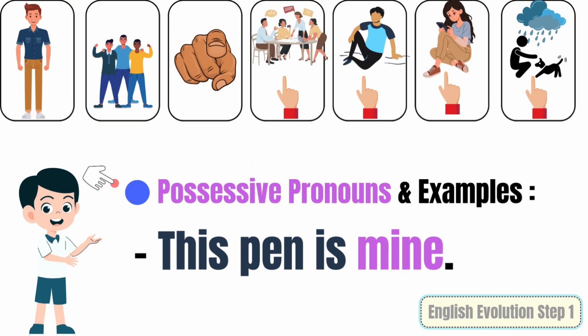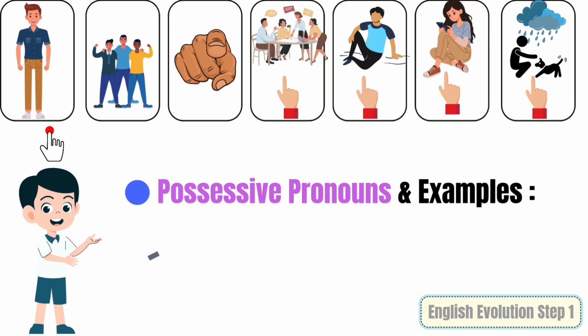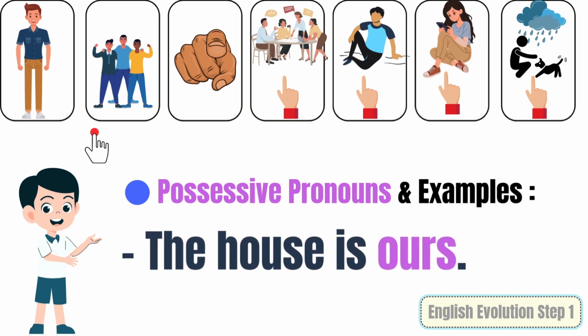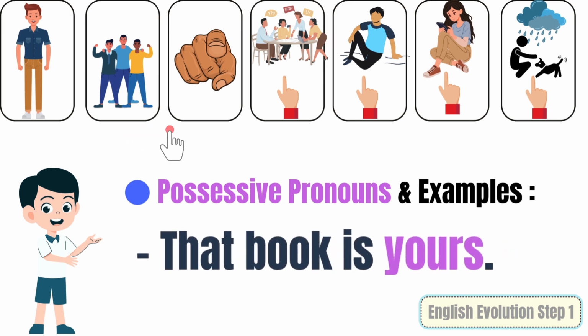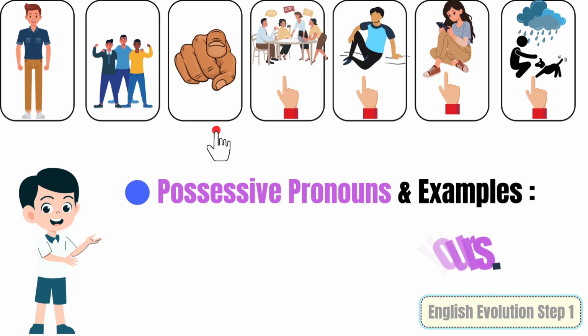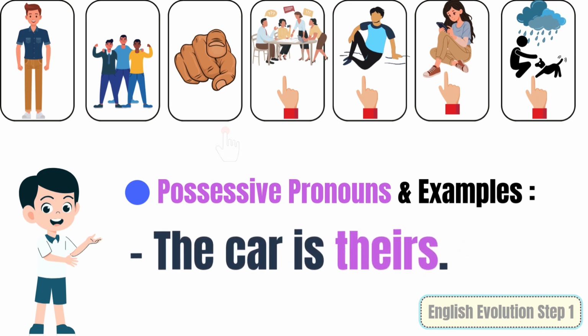Possessive pronouns examples. This pen is mine. The house is ours. That book is yours. The car is theirs.